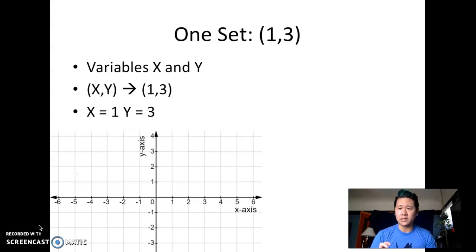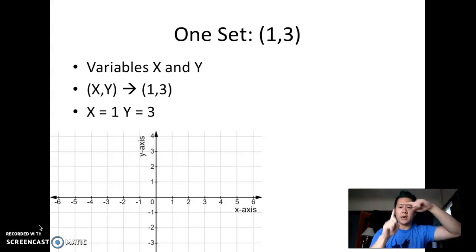In this case, our example is going to be 1, 3. Once again, we have our variables x and y. X is always in the first spot. Y is always going to be in the second spot. So this means that x is 1 based off our example, and y is 3 based on our example.